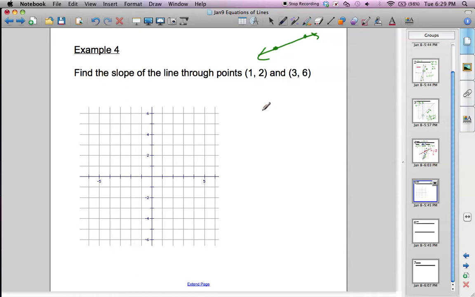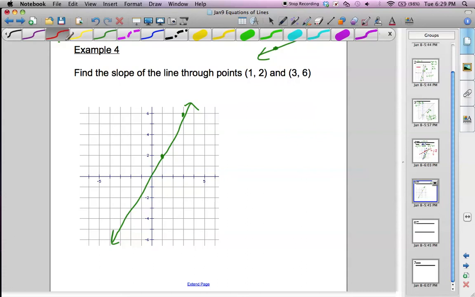So obviously, if you've got time and you've got graph paper, you can graph these 2 points and then find the slope from the graph. So here's (1, 2), and here's (3, 6) right there. We can graph that line. It's not too straight, that's okay. And we can find the slope.